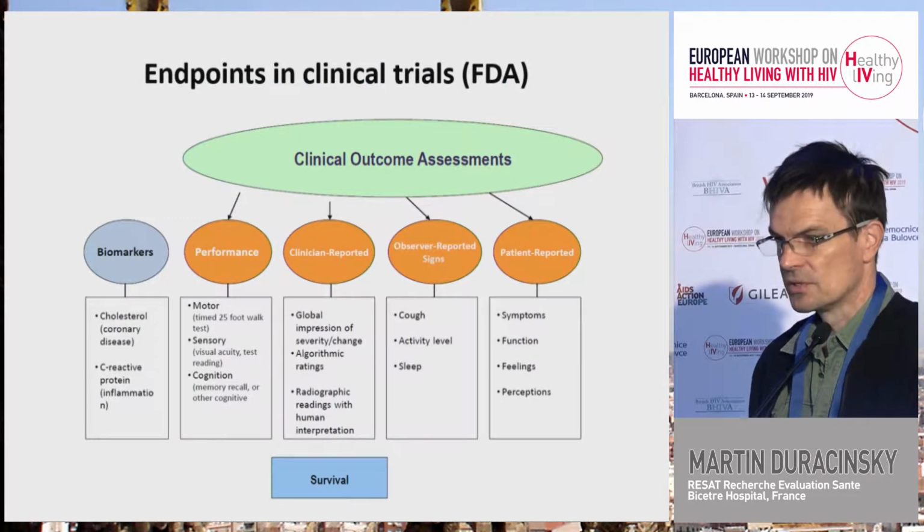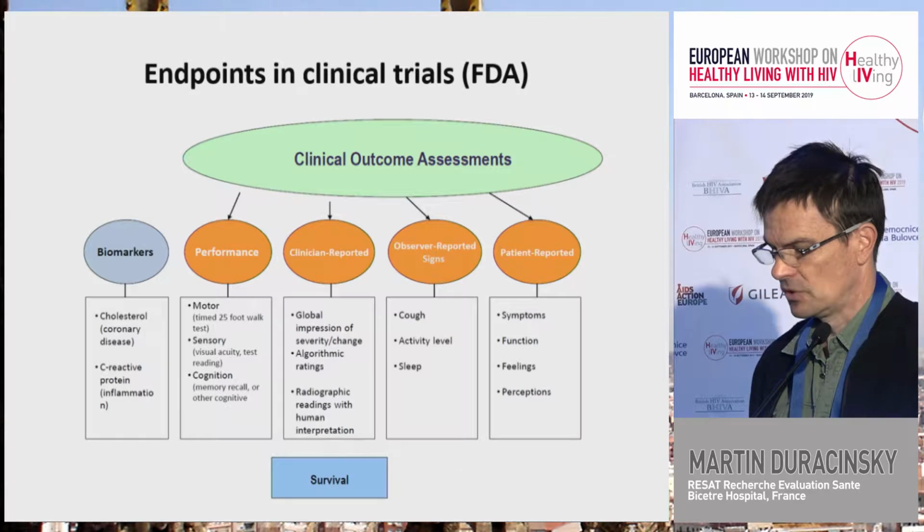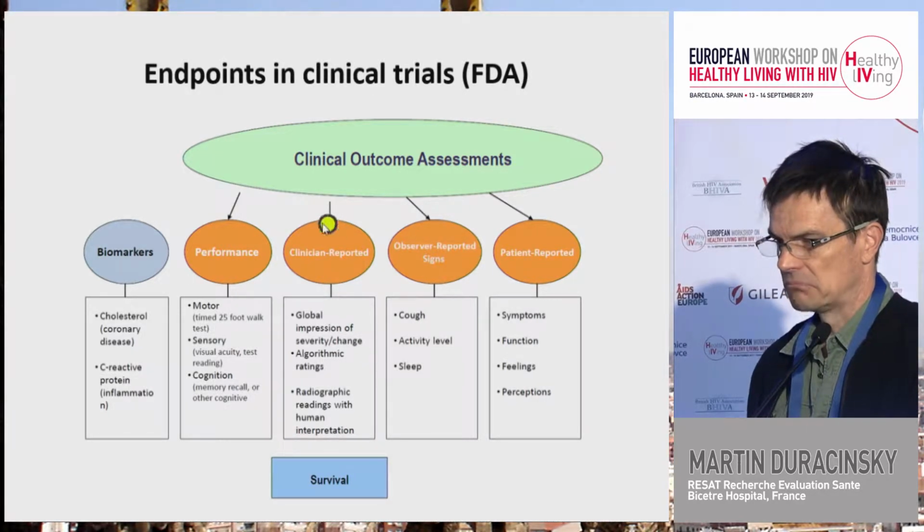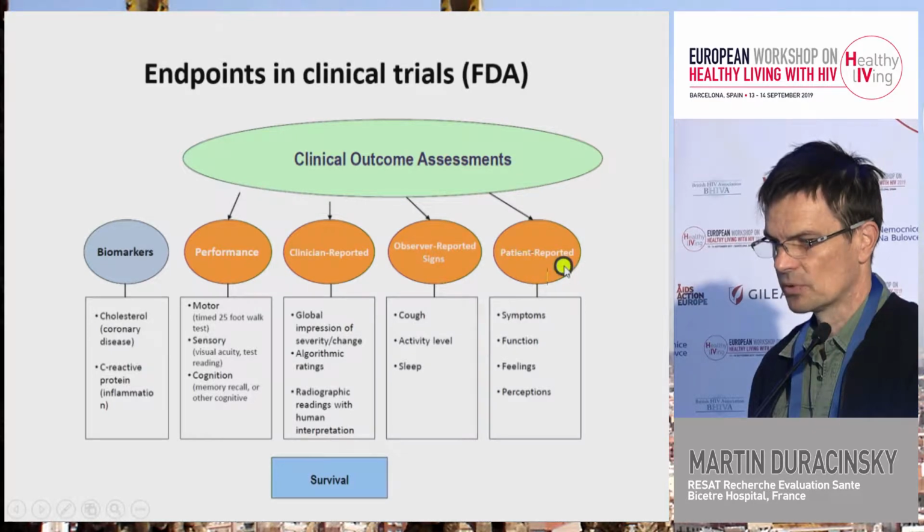Which are the endpoints that are usually measured in clinical trials? Those that you know, usually biomarkers, clinician-reported, like clinical examination, observer-reported. But all those what we are going to talk about today, it's patient-reported outcomes.